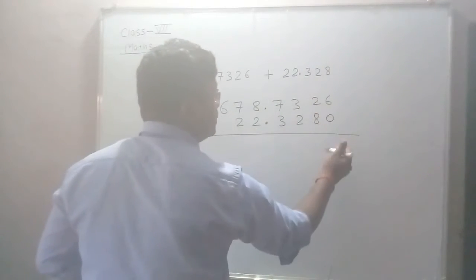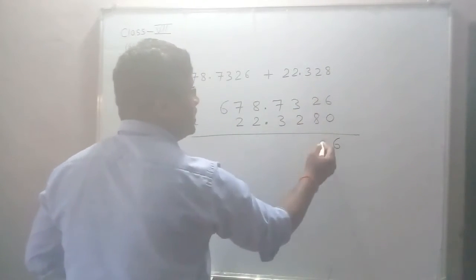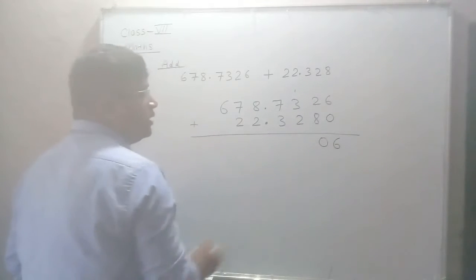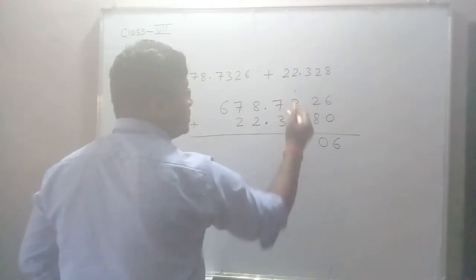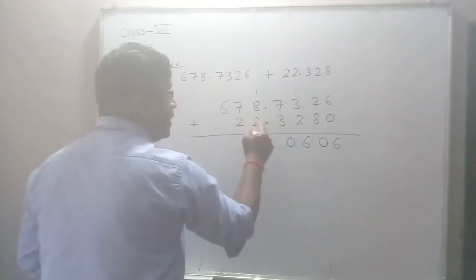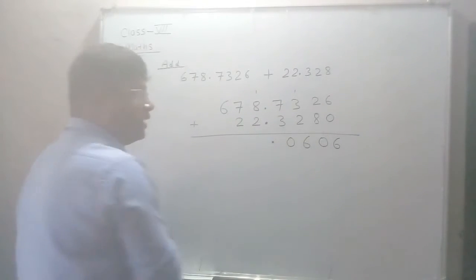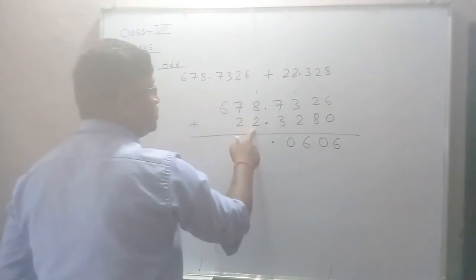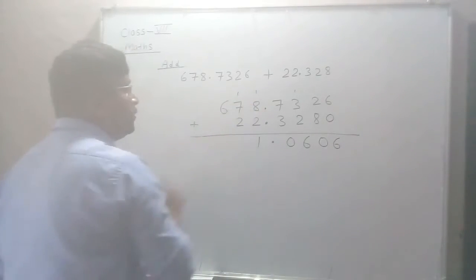Okay, 6 plus 0 is 6, 2 plus 8 is 10, 0 carry 1. Here you have 3 plus 2 is 5, plus 1 is 6, 7 plus 3 is 10, so 0 carry 1. In place of the decimal, you keep the decimal there. Okay, so 8 plus 2 is 10, plus 1 is 11, carry 1.